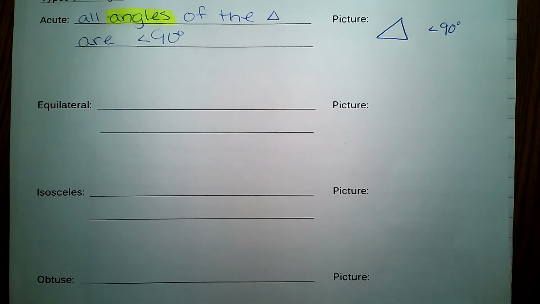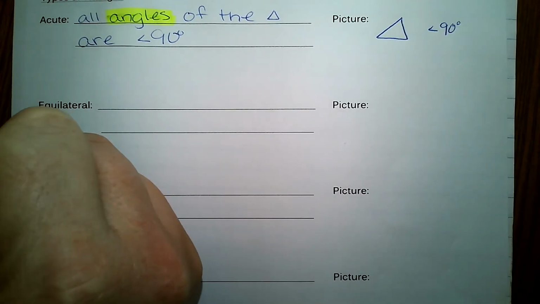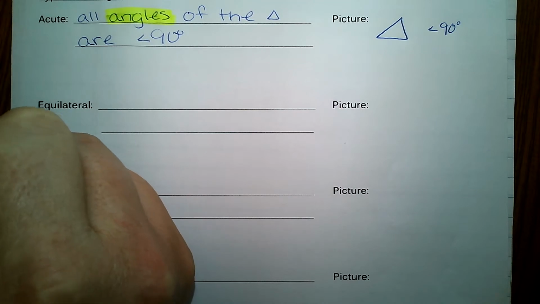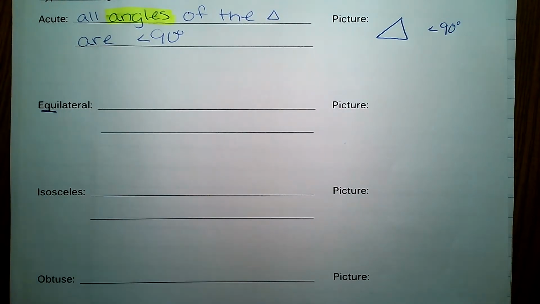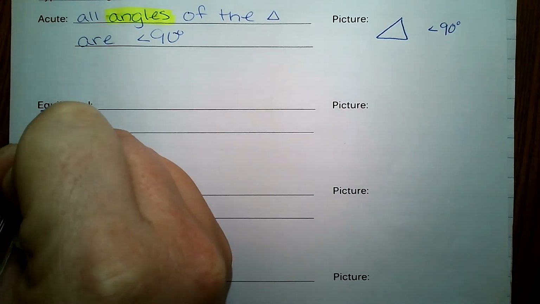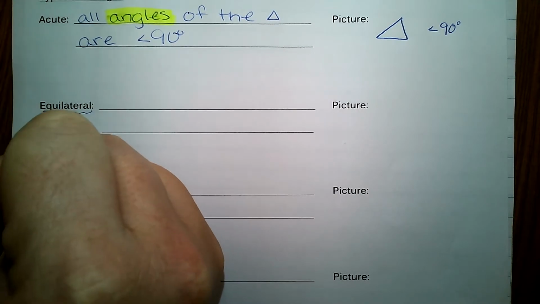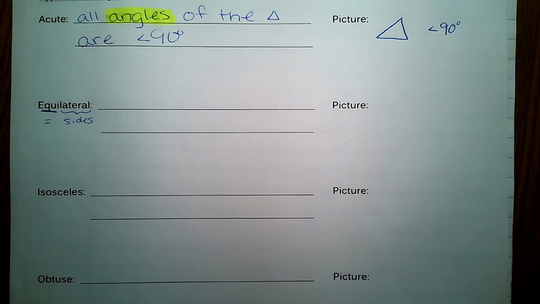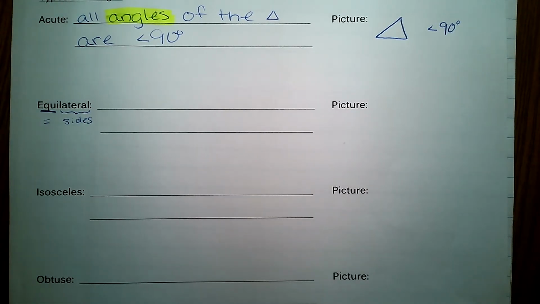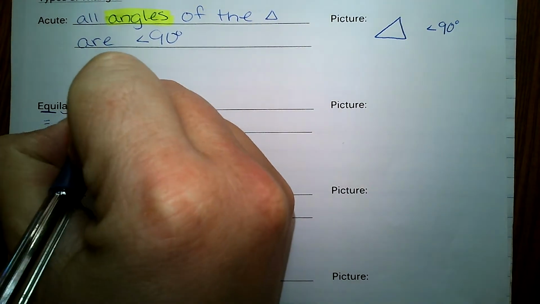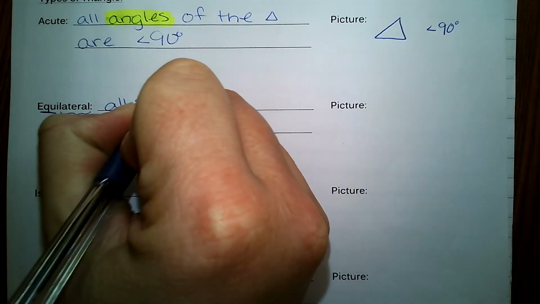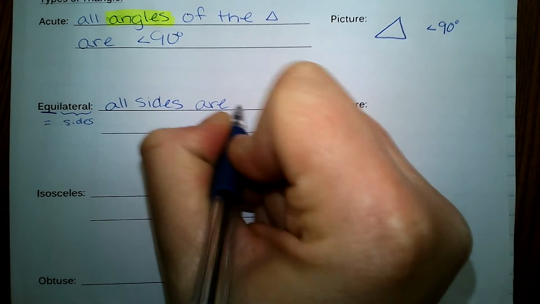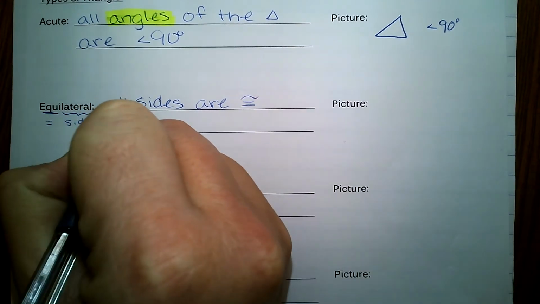An equilateral triangle, let's look at the prefix here. Equa stands for equal, and then lateral is talking about the sides. So equal sides. An equilateral triangle is a triangle that has all equal length sides. All sides are congruent in length.